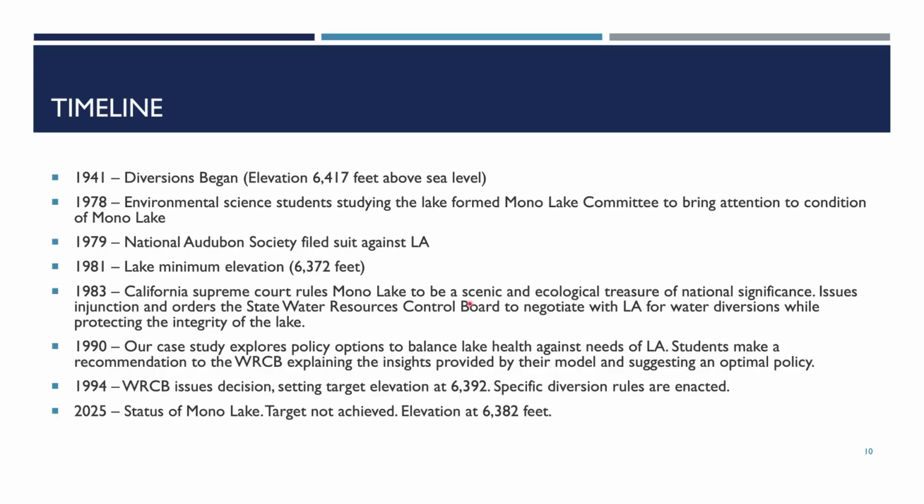Conversely, stopping all diversions could allow the lake to recover to more than 6,400 feet over about a century. In 1994, the board issued its decision. Diversions would be limited to allow the lake to rebuild to a target elevation of 6,392 feet, and that's the level it stood at in 1963. This compromise was aimed to balance Los Angeles' needs with ecological preservation.